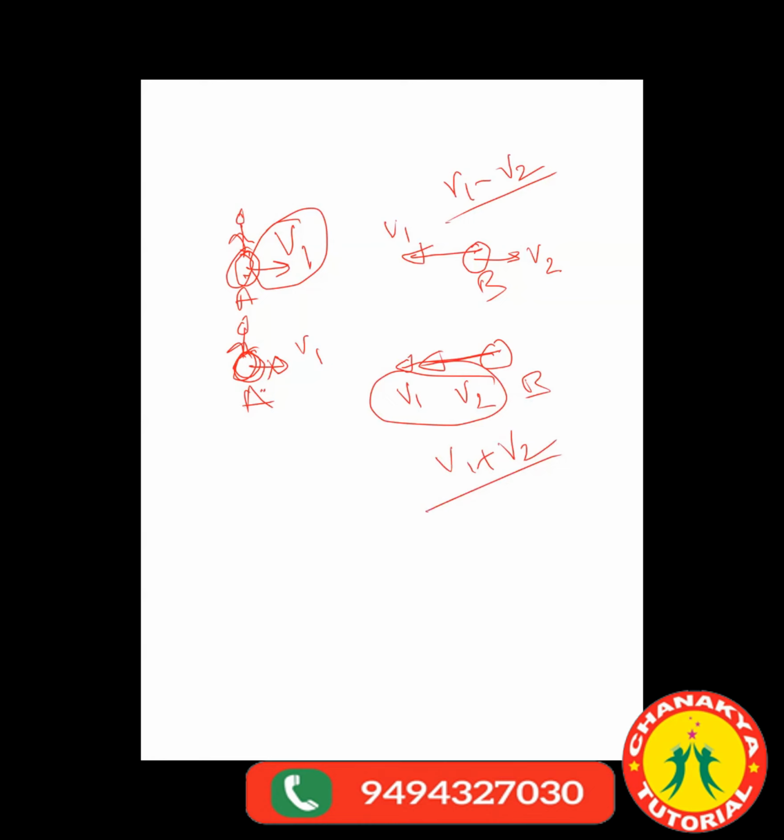No doubt? Okay, quickly tell me then. Let's say this guy is moving with 10, this guy is moving with 30. What is the velocity of a with respect to b? 20. You sit on a, you make it 0, reverse the component, and 10. Both are in opposite direction. 30 minus 10, 20.